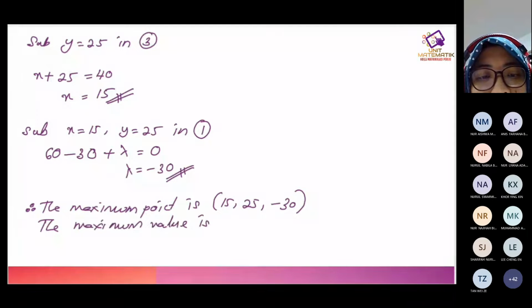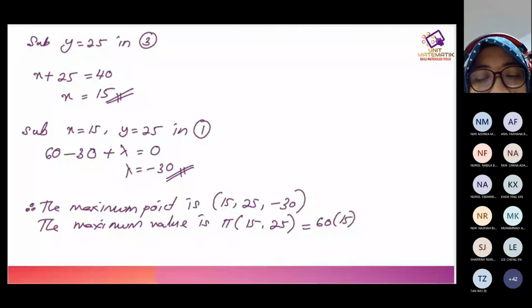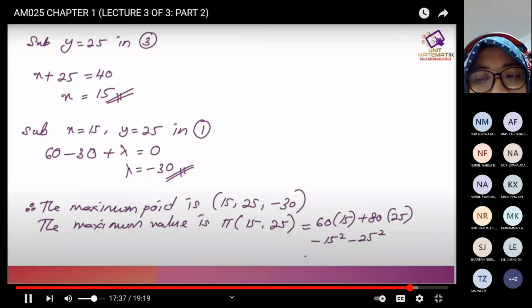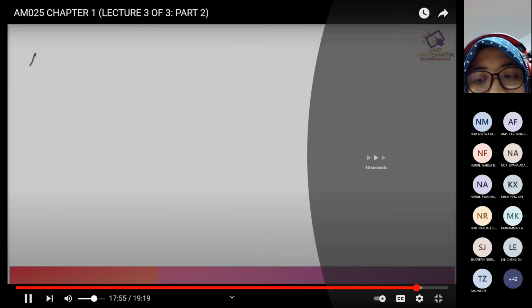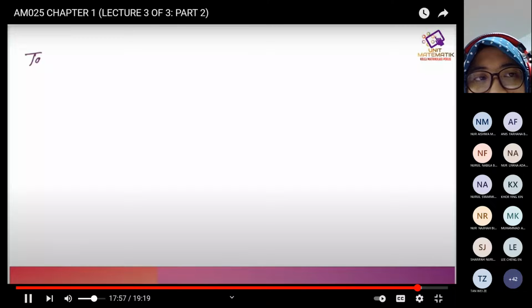So we said earlier to substitute in pi. Okay, if we want to write it, x is 15 and y is 25, equal to 60 times 15 times 5 squared, equal to 2050. To maximize the profit.